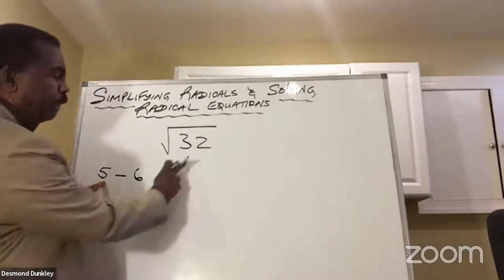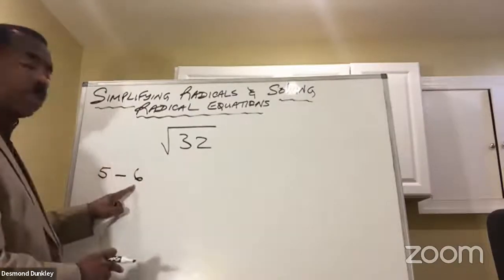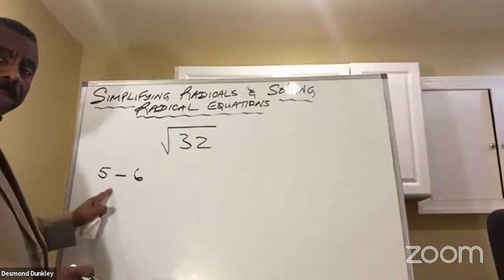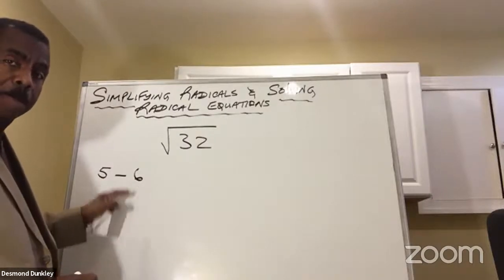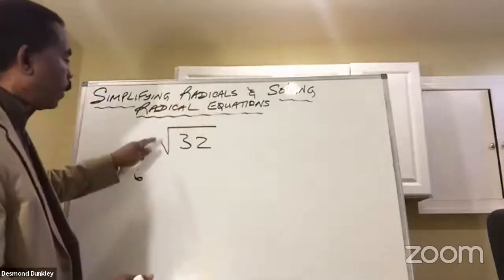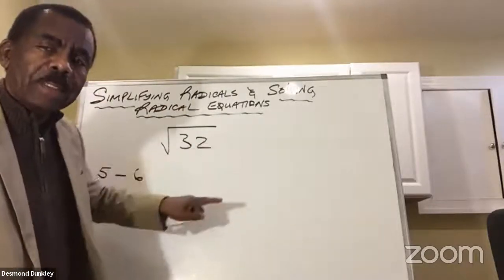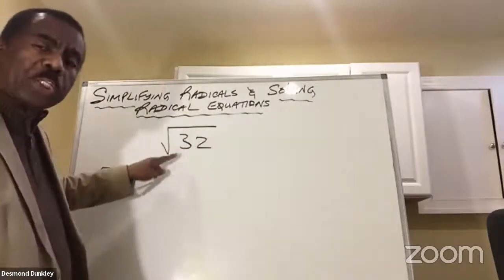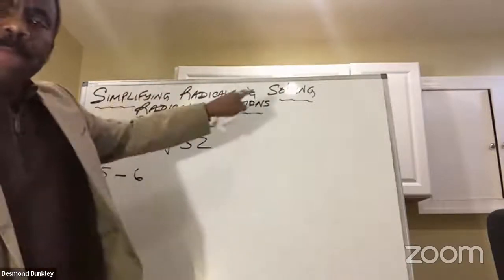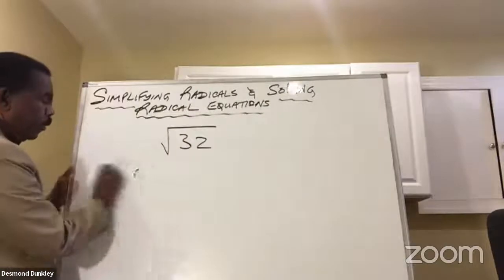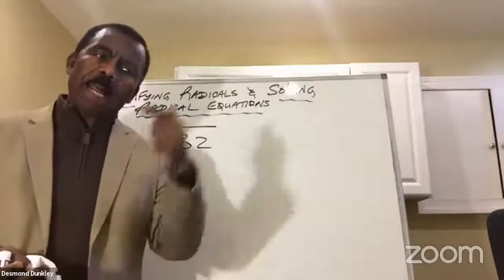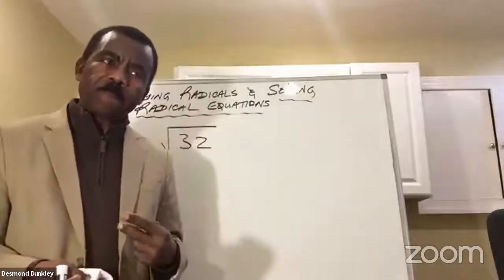5 squared is 25, too small. 6 squared is 36, too big. So it's somewhere in between 5 and 6. But when you get to this level of math, you don't want a decimal. You want to just reduce this to its simplest form. And that's why we call it simplifying radicals. So how do you do it? Well, I'm going to share with you 2 methods.